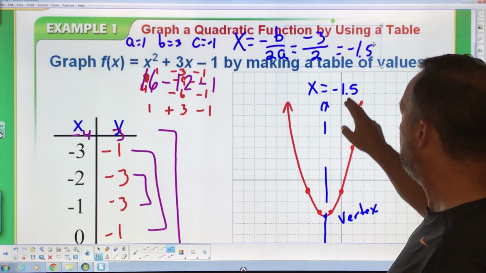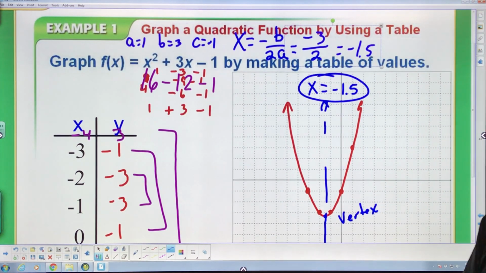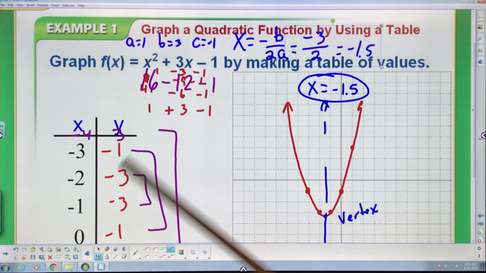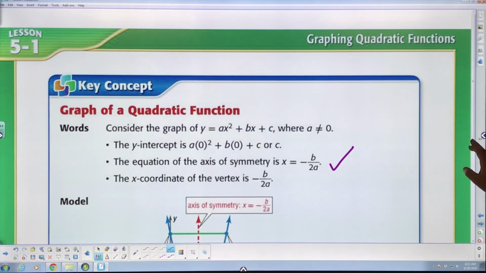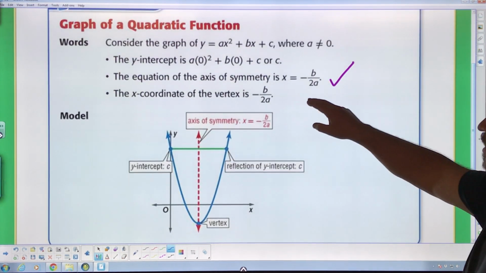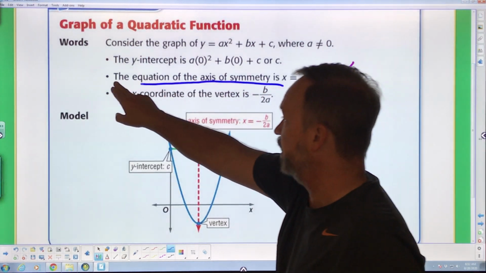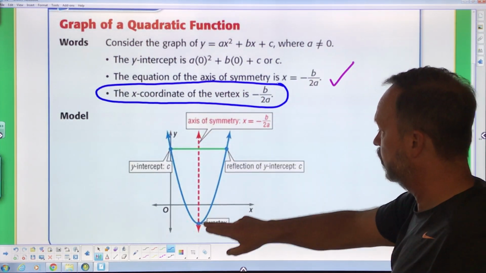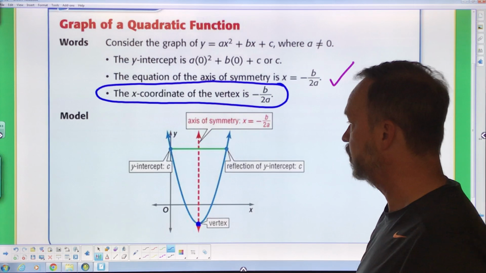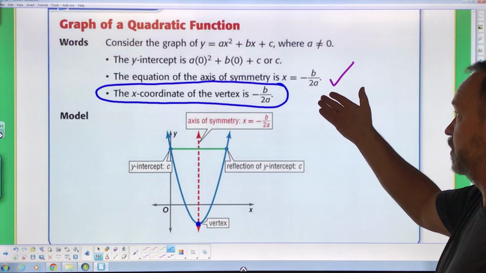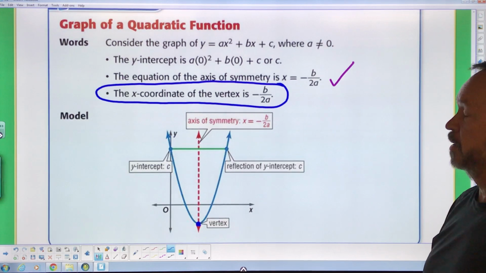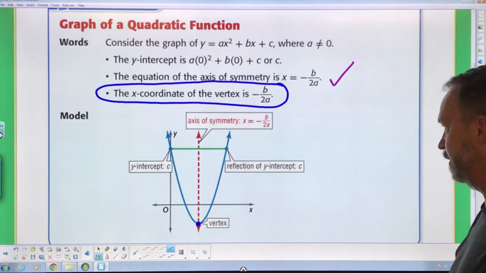And I think maybe I predicted that just by looking at the graph. But that's how you can find the axis of symmetry. That's also how you find the x-coordinate of the vertex, because the x-coordinate of the vertex has to be on the axis of symmetry, so it has to have the same x as the axis of symmetry, which is x equals some number. Okay, we'll get there.